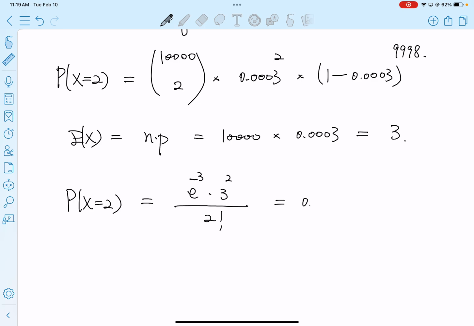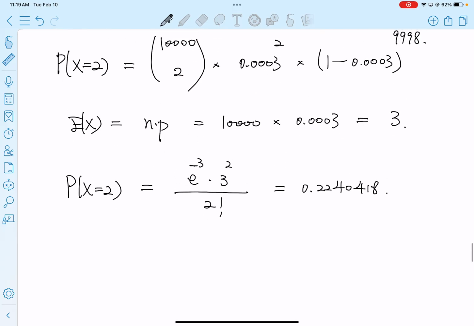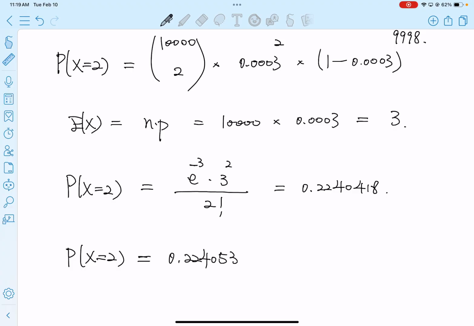0.2240418. Okay, and that is the probability that you can relatively easily calculate from a Poisson distribution. And here, let me also provide the probability from the binomial distribution. If you calculate this from the binomial distribution, it is about 0.224053. So this is from the binomial distribution, and this is from the Poisson distribution.